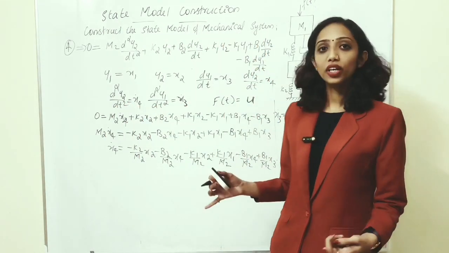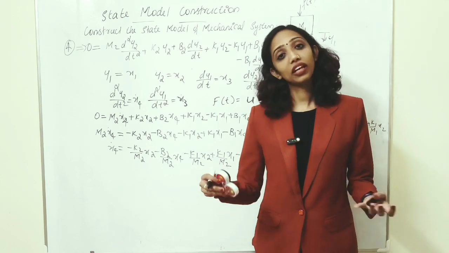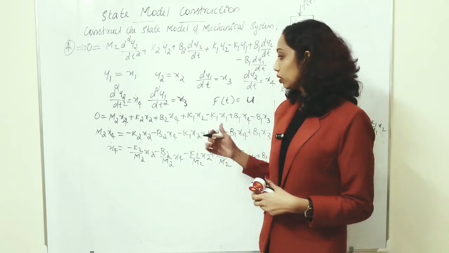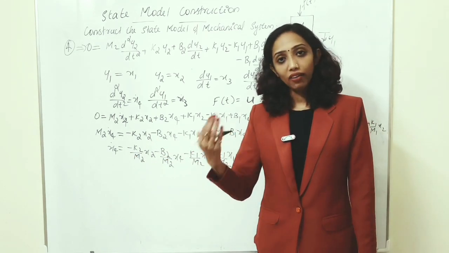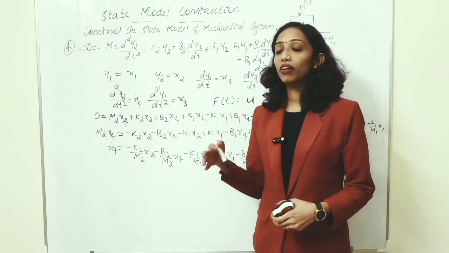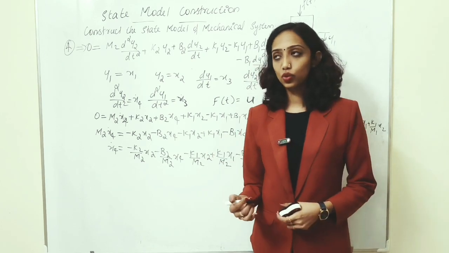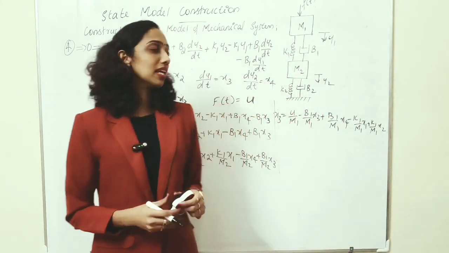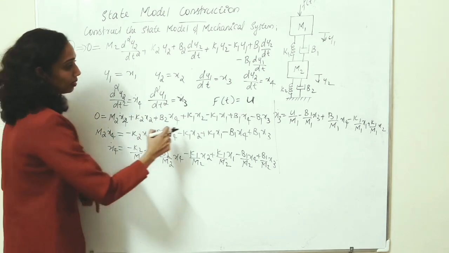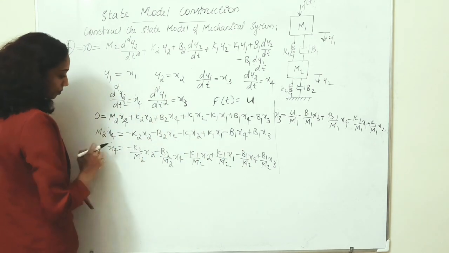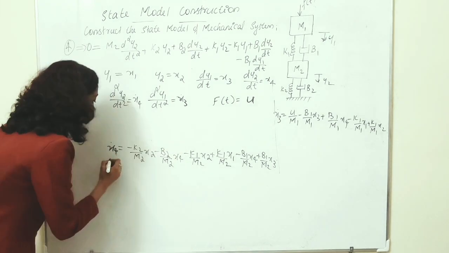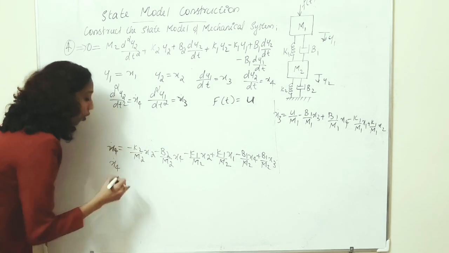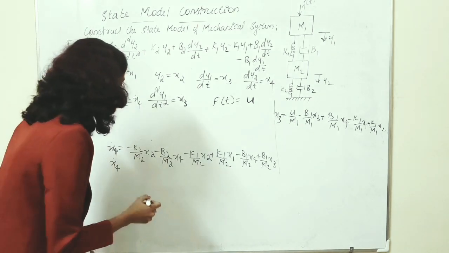We don't know the values of x1 dot and x2 dot, but we know x3 dot and x4 dot. So we have to rearrange all these equations and find out what x1 dot and x2 dot are. I'll erase all these equations for explaining. Then you have to write all these equations in order of x1, x2, x3, x4.